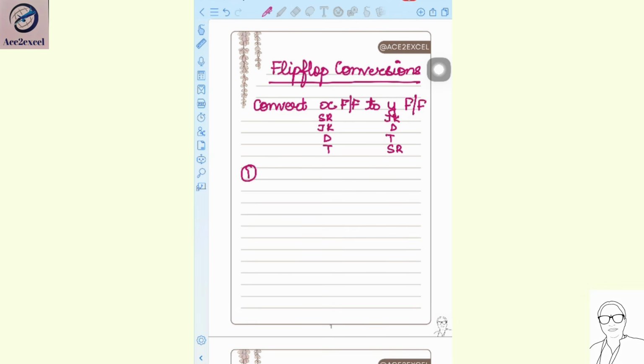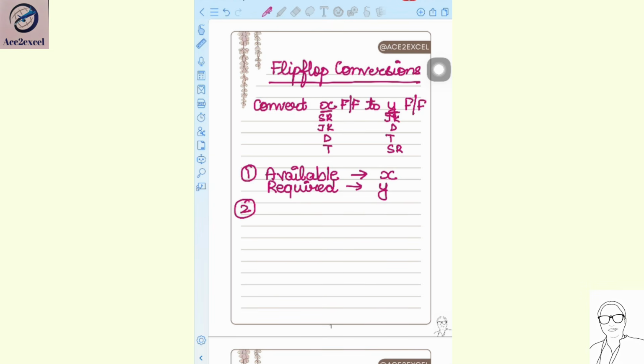First thing is you will find out what is your available flip-flop. So what is given in the question? You want X to behave as Y. So what is available? Available is X. Then what is the required flip-flop? Required is Y.